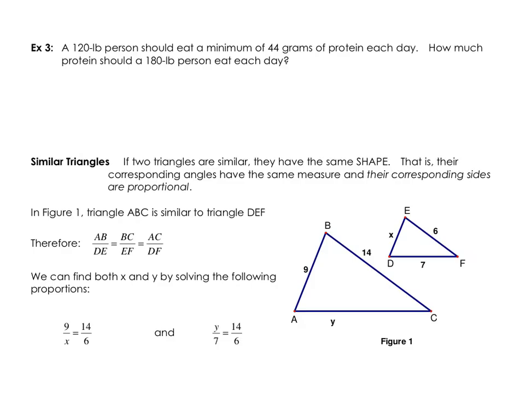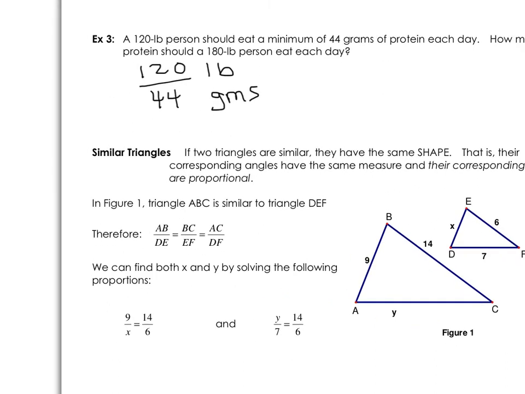So what can you do with these proportions? Well, if you find out that a 120-pound person should eat a minimum of 44 grams of protein each day, how much protein should a 180-pound person eat each day? We can solve this with proportions. So 120 pounds, we're putting the pounds in the numerator, should eat 44 grams of protein. So we'll put our grams in the denominator. So that's our first ratio.